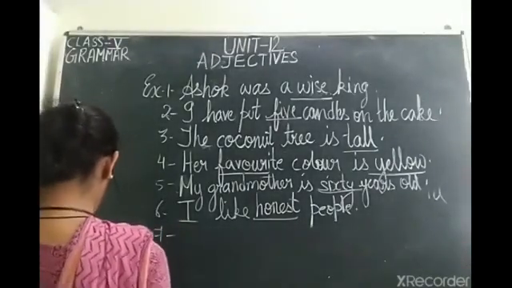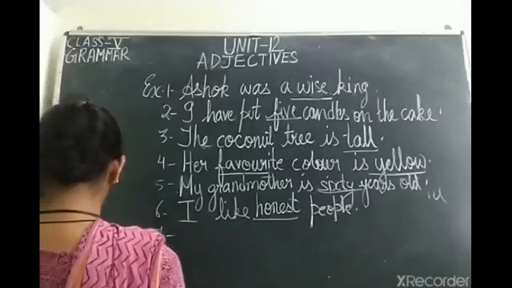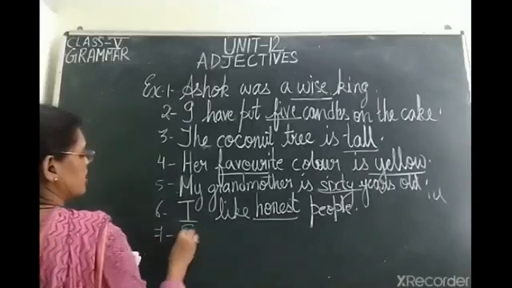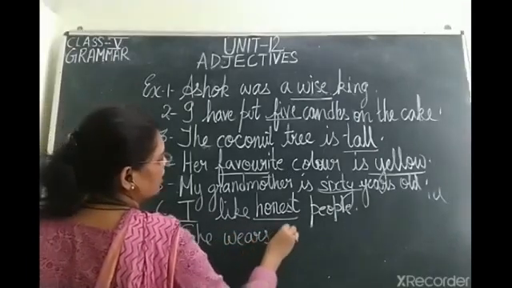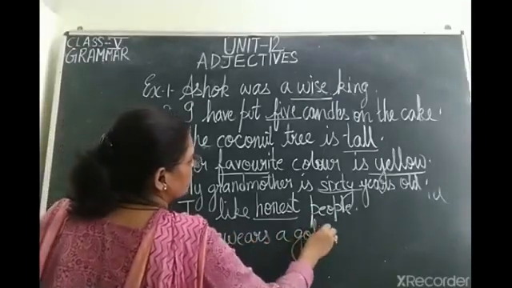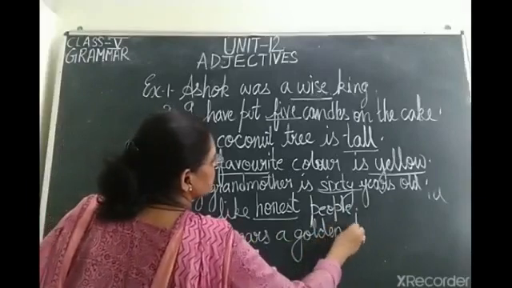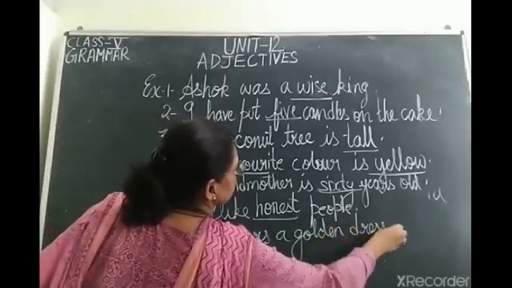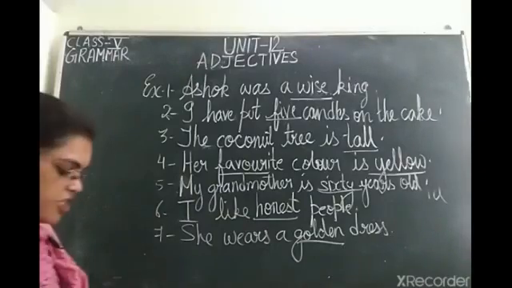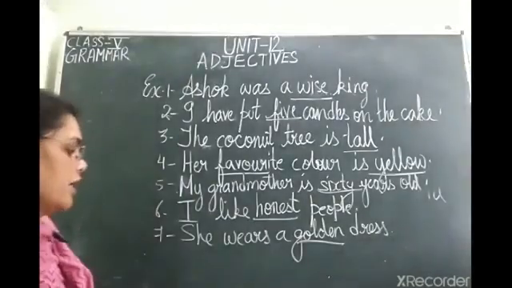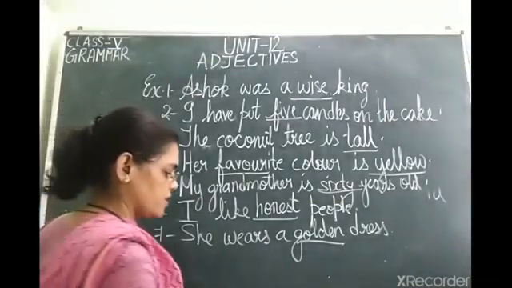So, next example. She wears a golden dress. Which color is describing the dress? Golden. Golden is what? Adjective. Got it? So, these are all adjectives. Adjectives are what? They all are describing words.